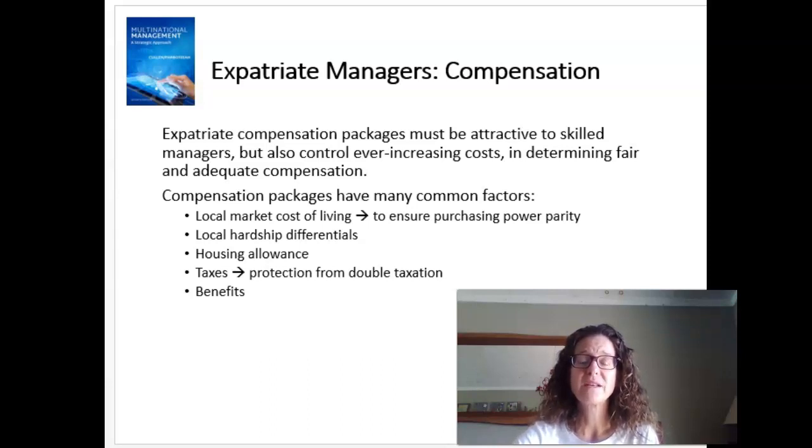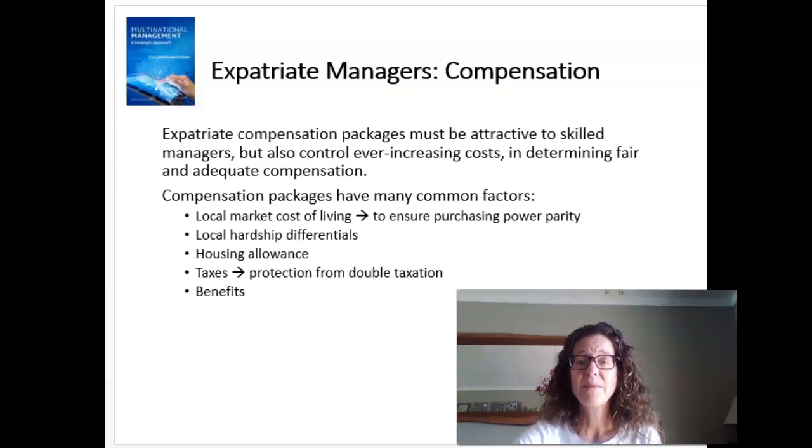Sometimes taking on a foreign assignment can mean uprooting one's family, making sacrifices in terms of dual career couples' employment, relocating children for their education, leaving family and friends behind. And so the compensation package has to be attractive enough to make it worth the expatriate's while. The expatriate compensation package must be attractive to skilled managers so that we can get those skilled individuals to relocate to our international subsidiaries and help accomplish organizational goals.